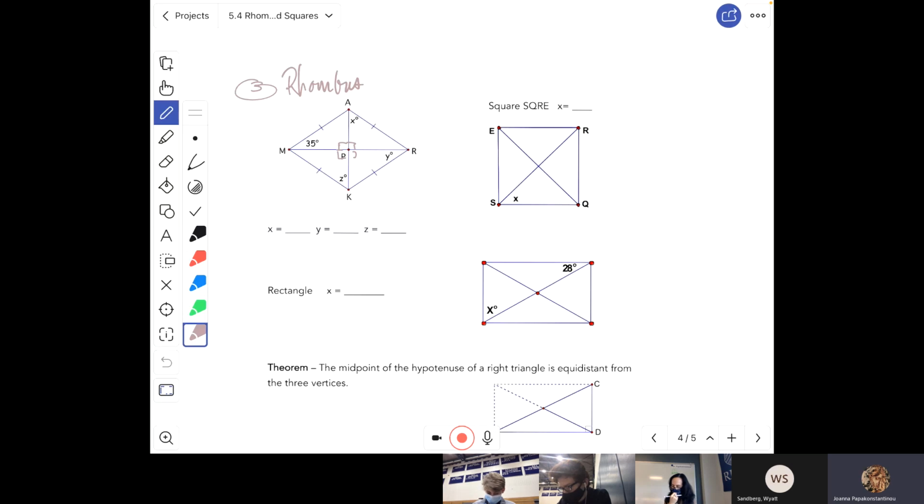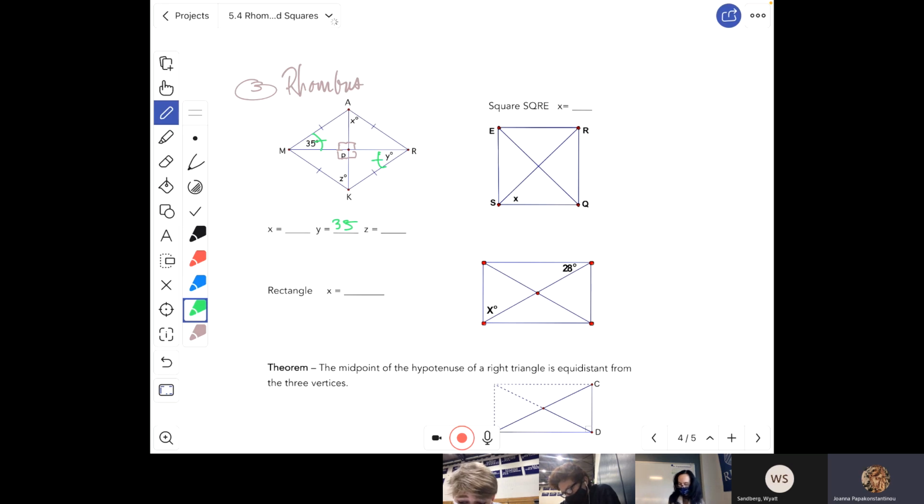Do we know anything? Why is the line bisects the angle? Okay, I have an angle bisector. I agree with you 100%. So due to that fact, what value do we know? Y is 35. Okay, Y is 35. But why do we know that Y is 35? Opposite interior angles. Are these parallel? Yes.